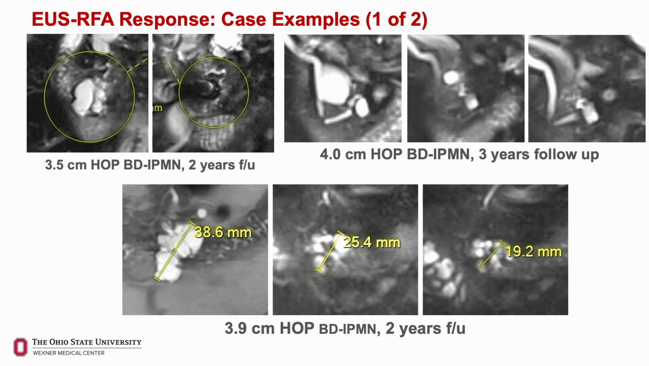So here are some responses. Here is a 3.5 centimeter multiseptated branch duct IPMN in the head of the pancreas with a complete response, which you can see on follow-up MRI at 2 years. The second lesion is a 4 centimeter IPMN in the head of the pancreas, again showing a complete durable response at 3 years. And this next is more of a partial response.